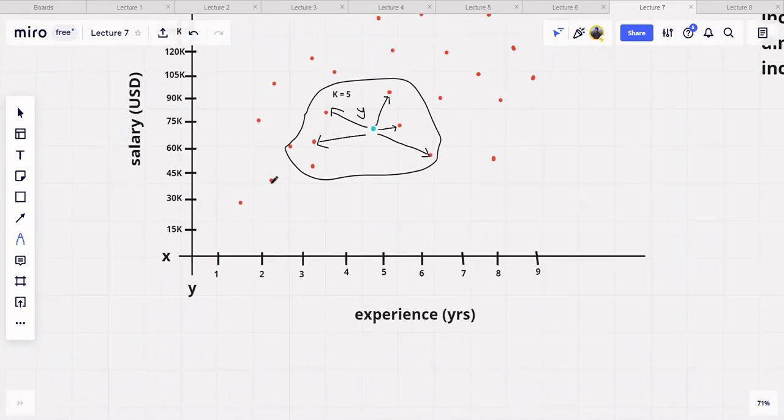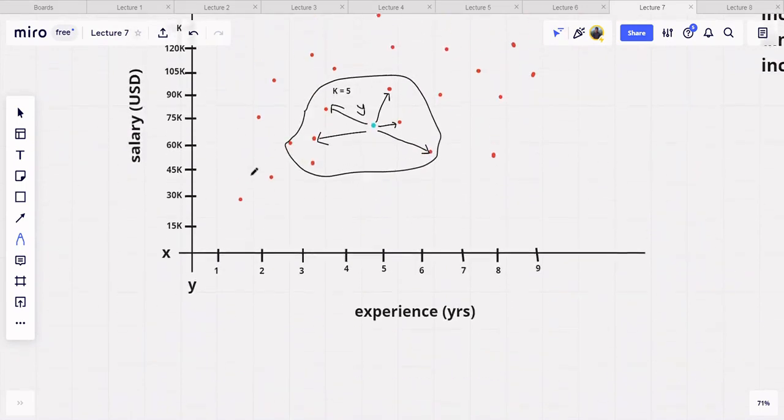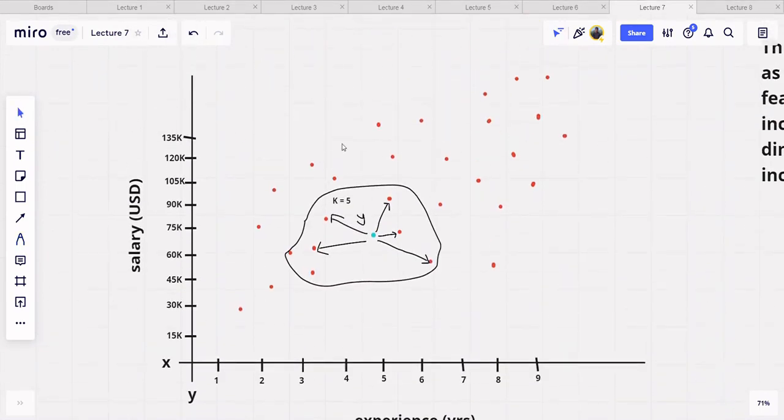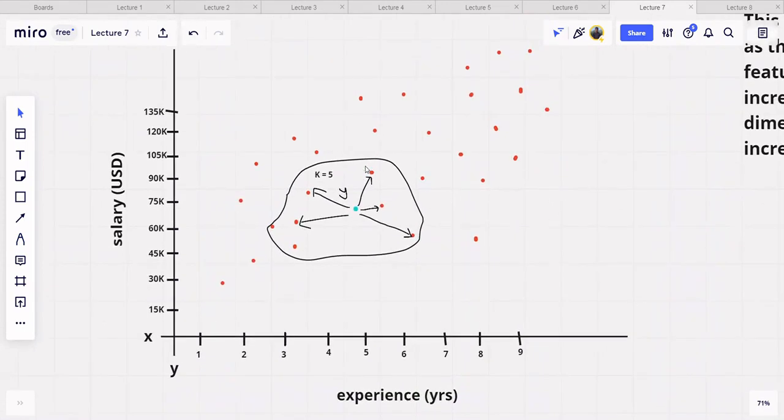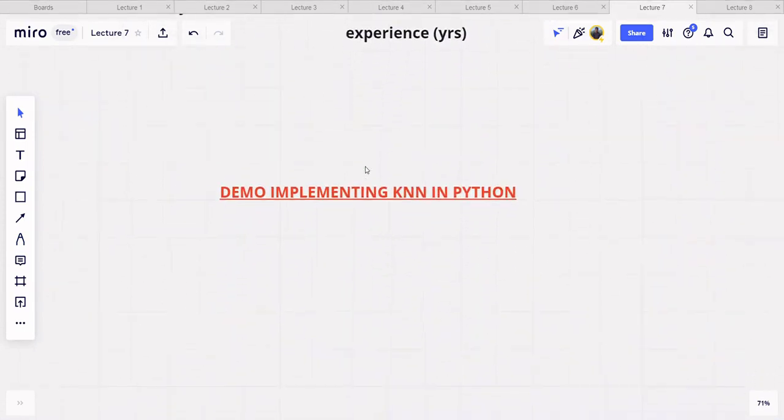There is nothing fancy about KNN. It's very simple. So in our next video, we'll try to implement KNN in Python.